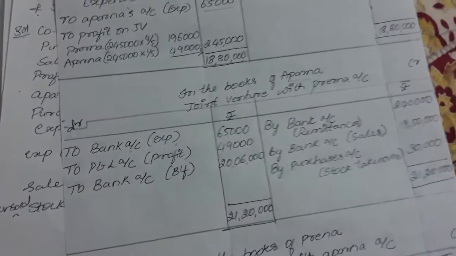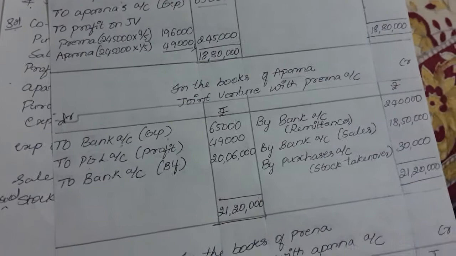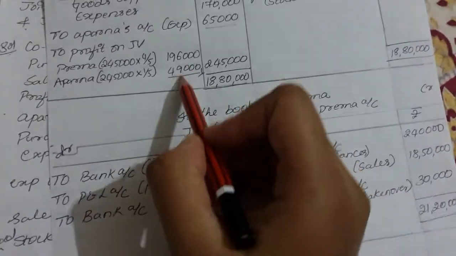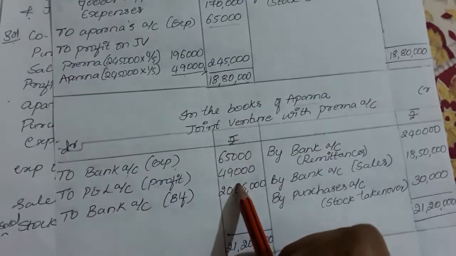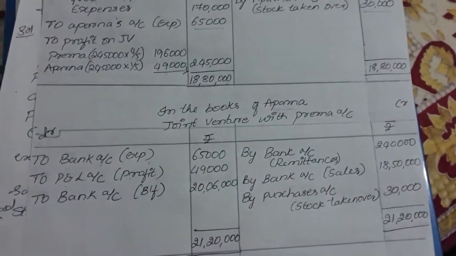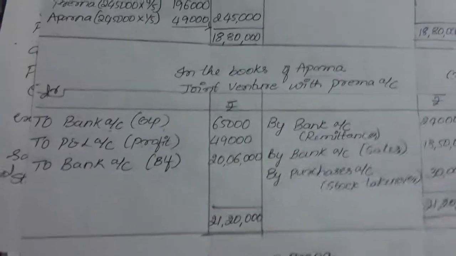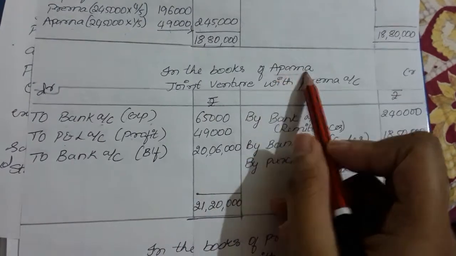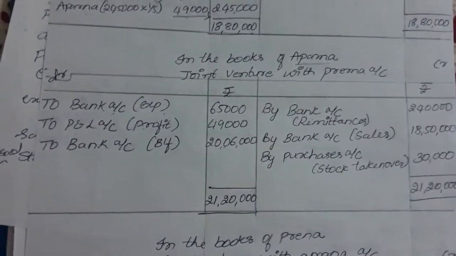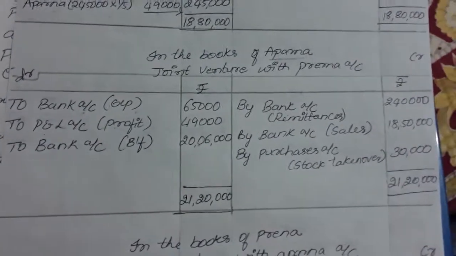Similarly, any profits received by Aparna need to be recorded. Yes, it is a profit on venture, and this 49,000 of Aparna has been recorded here. Coming on to the credit side: she has paid the money. Aparna has paid to Prerana. Where will we record it? We need to record it in Aparna's account, in her books of accounts, for paying that.